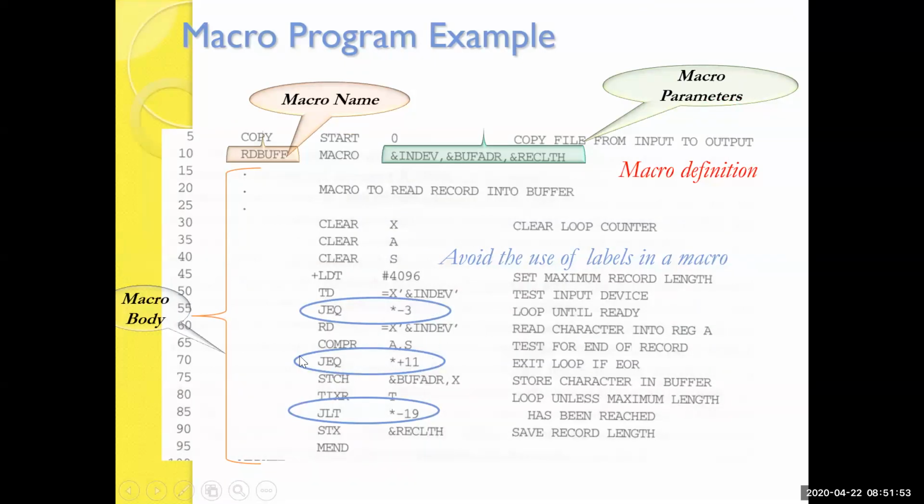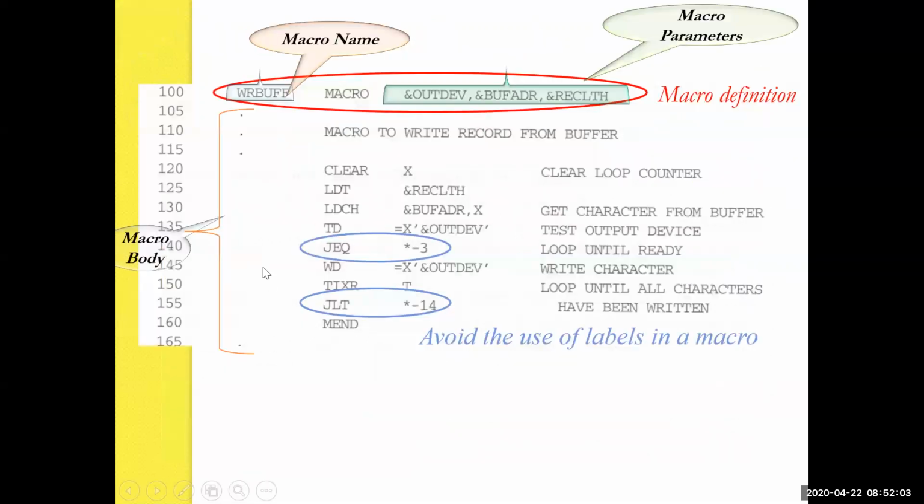Likewise, you can calculate and see where JEQ branches to and where JLT branches to. Similarly, in the macro wrbuff, this is a macro wrbuff being defined. The first three lines are the comment lines, and the body goes on till the directive MEND. Again here, labels have been avoided by making use of relative addressing.